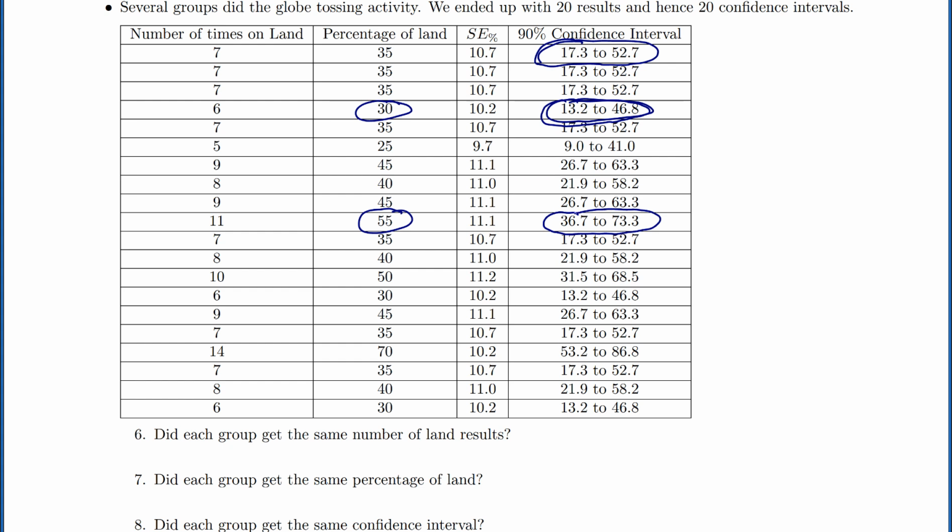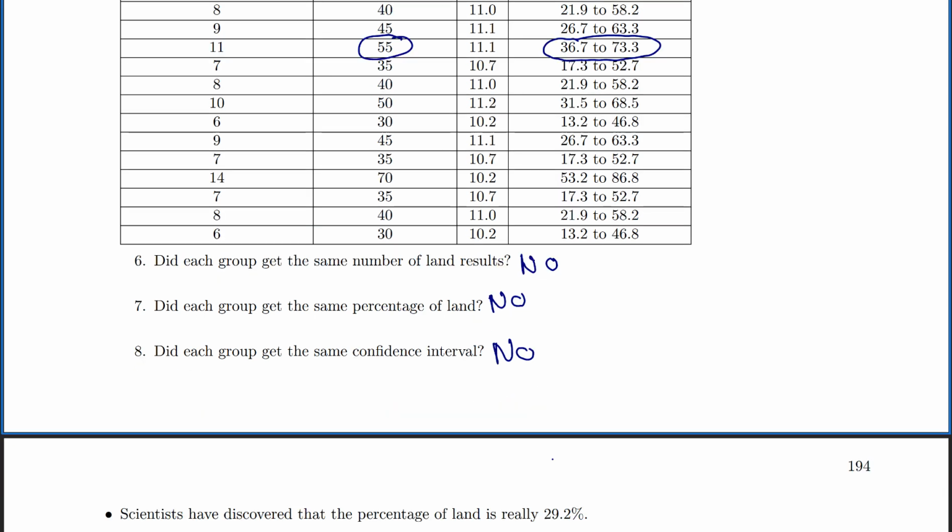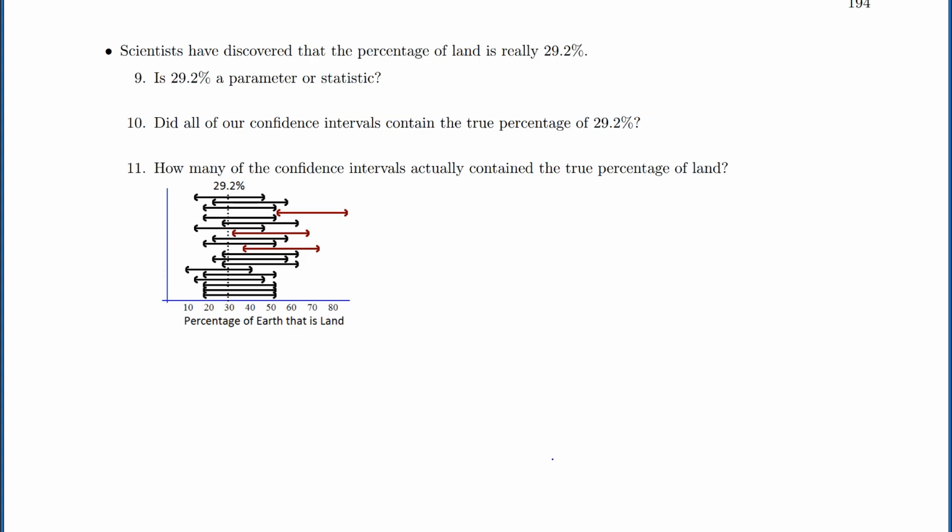So you can see that every different group got a different confidence interval. As we go through, did each group get the same number of land results? Well, no. And so they all got different percentages of land, and they all got different confidence intervals. Now, scientists have discovered that the percentage of land is really 29.2%. Is that a parameter or a statistic? That's a parameter because it's for the entire Earth. They actually did the entire population of all of the possible places on Earth.